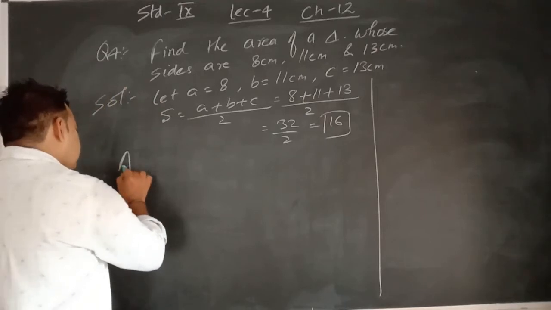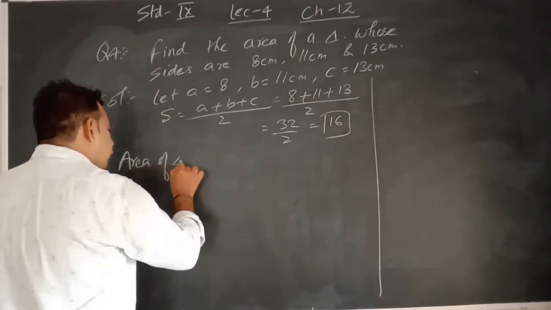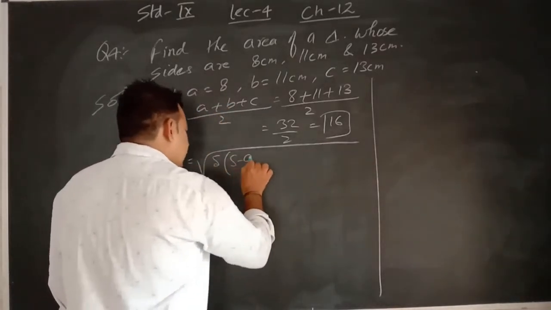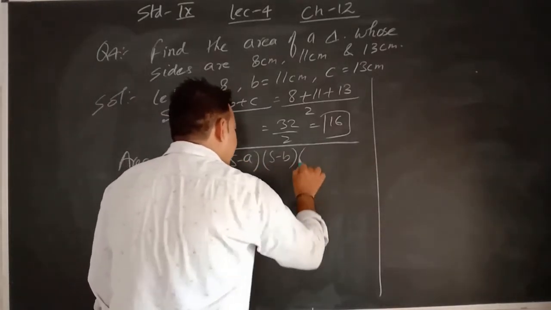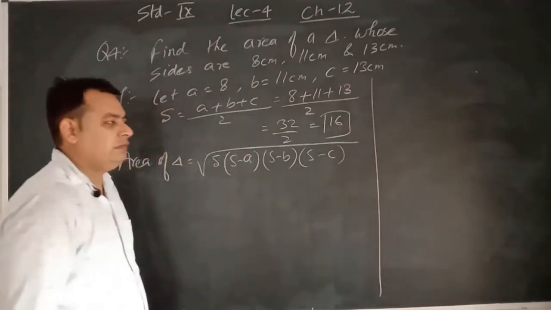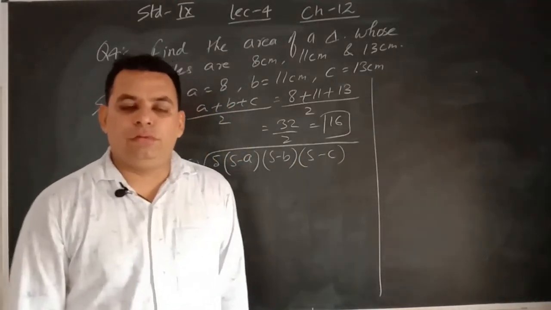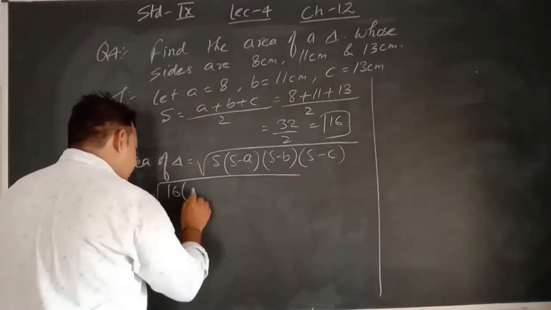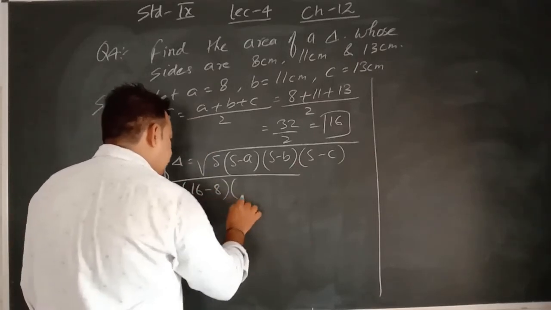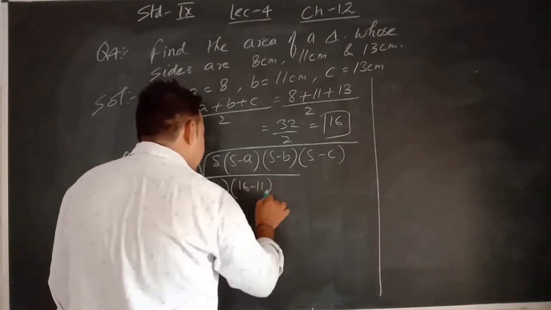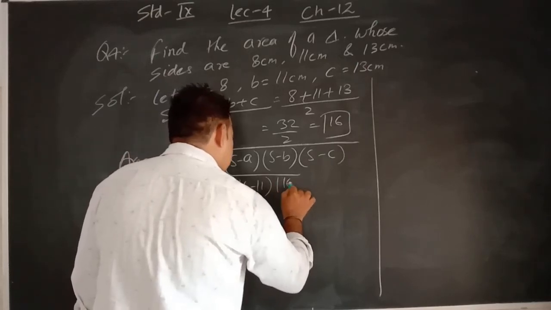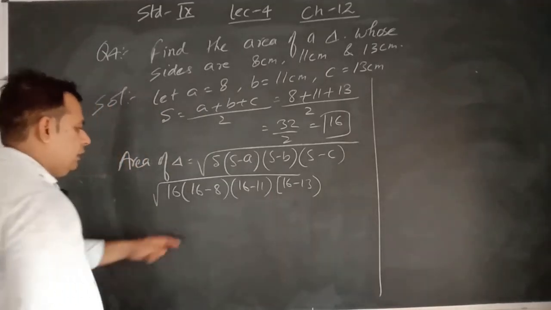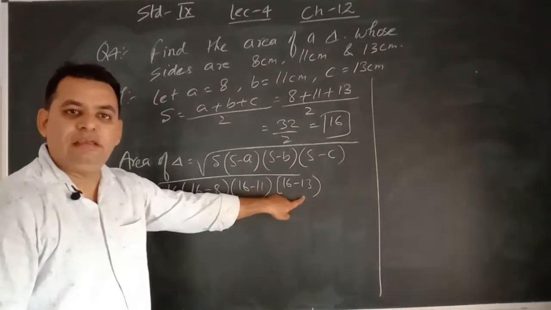Now I am using Heron's formula. The area of triangle using Heron's formula is root of S into S minus A, S minus B and S minus C. The value of S is 16, 16 minus 8, 16 minus 11 and 16 minus 13. A is 8, B is 11 and C is 13.